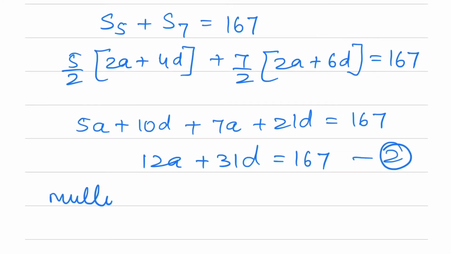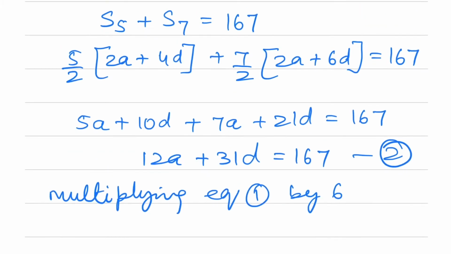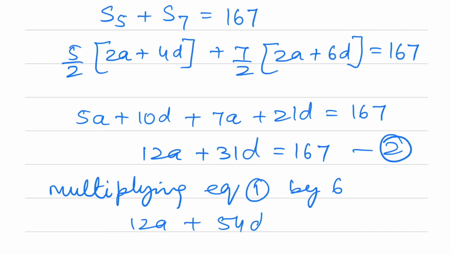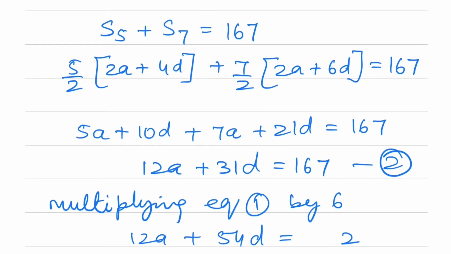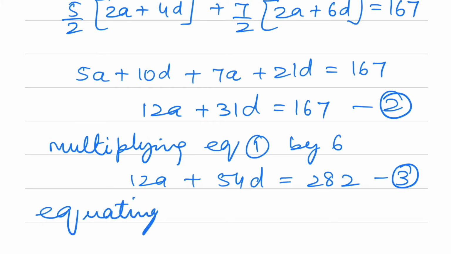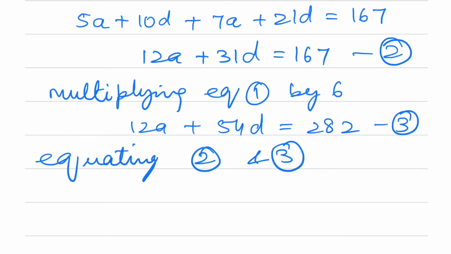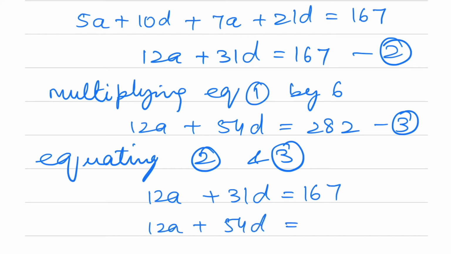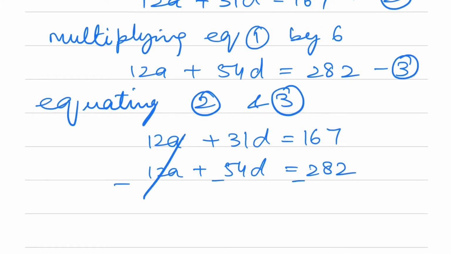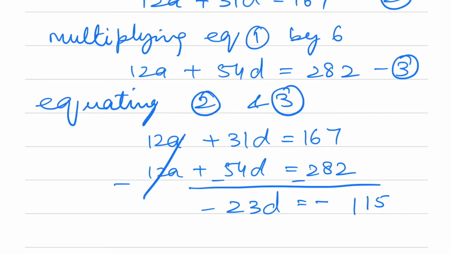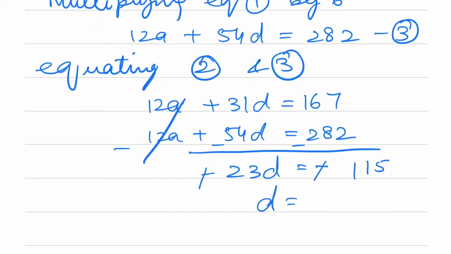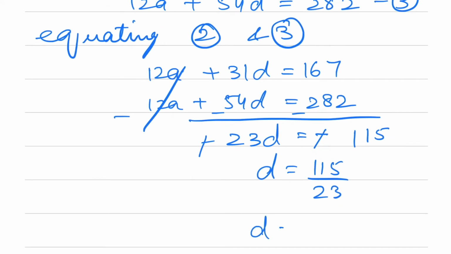Now multiplying equation 1 by 6, so we get 12a plus 54d is equal to 282. Third equation. Now equating second and third. So we have 12a plus 31d is equal to 167, and 12a plus 54d is equal to 282. Now subtracting, this 12a gets cancelled, and this gives minus 23d is equal to minus 115. So the minus sign gets cancelled. D is equal to 115 by 23. So D is equal to 5.